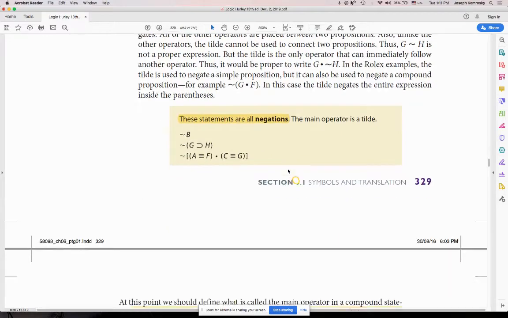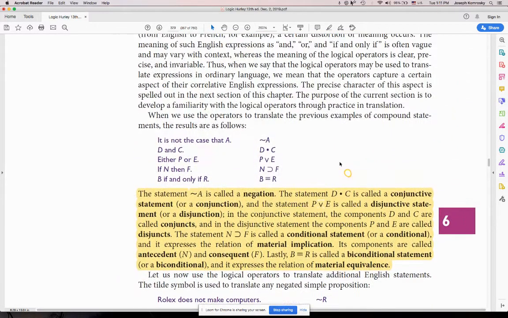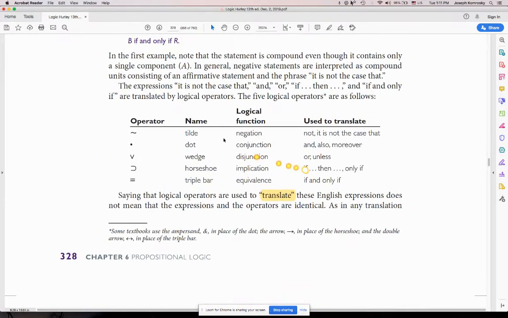So we got our first one done. Bunch of examples. This is how you would express it in its symbolic form. So we're done with the tilde. Moving on. We got 4 more to go, okay?